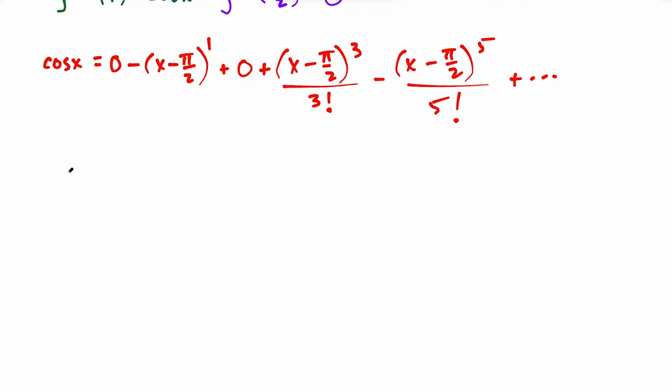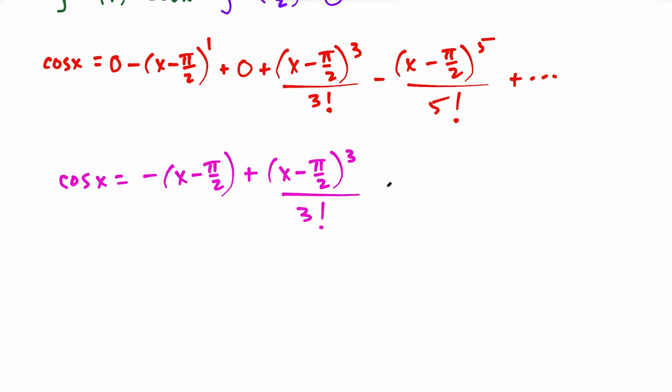So now let's clean this up a bit. We could say cosine x is equal to, we have minus x minus pi over 2 first. So I'm just going to write the non-zero terms. So we have this, and then the next non-zero term is going to be plus x minus pi over 2 to the third over 3 factorial.